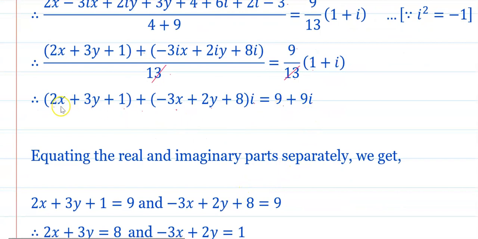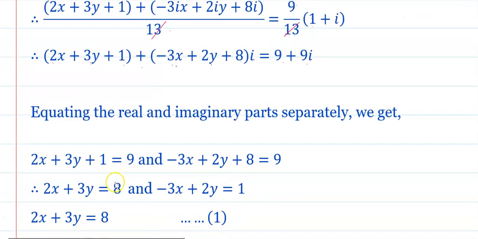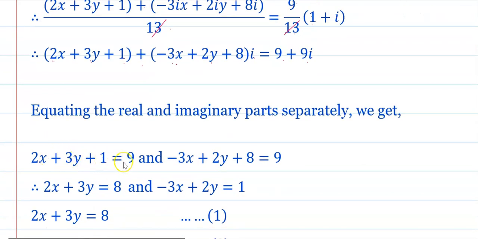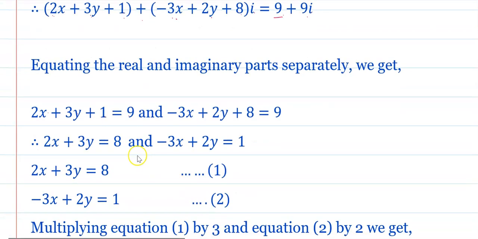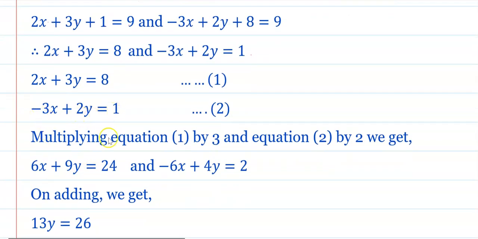9 is equals to 2x plus 3y plus 1. 9 is equals to minus 3x plus 2y plus 8. Okay. 2x plus 3y plus 1 is equals to 9. Next, minus 3x plus 2y plus 8 is equals to 9. Again, 2x plus 3y: 9 minus 1, that is 8. Minus 3x plus 2y: 9 minus 8, that is 1. You are getting the two expressions. That is 2x plus 3y is equals to 8, minus 3x plus 2y is equals to 1.